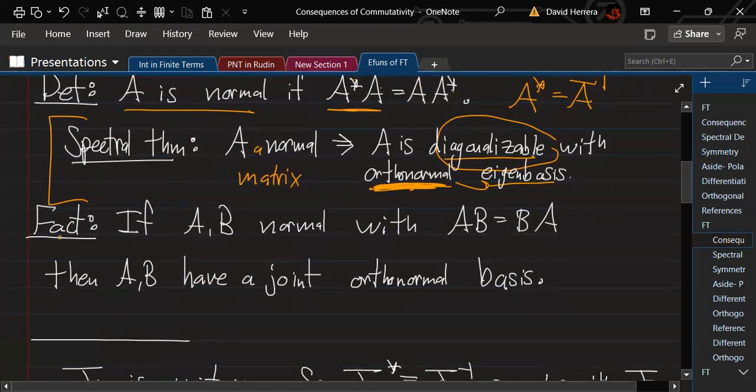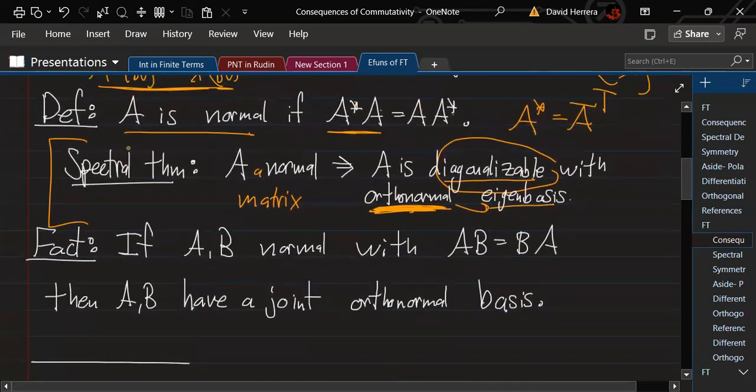Okay, so another fact, which you can prove using the spectral theorem, is that if you have A and B that are normal and that they commute, then not only can you diagonalize each of them with their own orthonormal basis, you can find a joint orthonormal basis. So an orthonormal basis that works for both of them. It's an eigenbasis for both of the matrices at the same time.